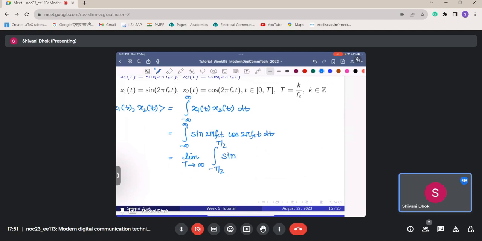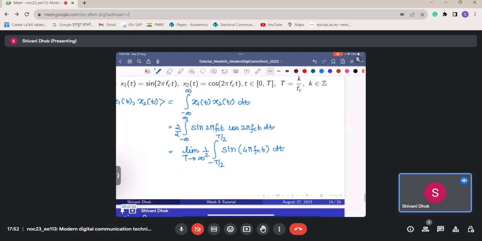of sine of, I can multiply and divide by 2, so 2 sine 2 pi fc t into cos 2 pi fc t will be basically equal to sine of 4 pi fc t, divided by 2. And this is basically the limit T tends to infinity of 1 by 2 outside, minus cos 4 pi fc t upon 4 pi fc, from minus T by 2 to T by 2.